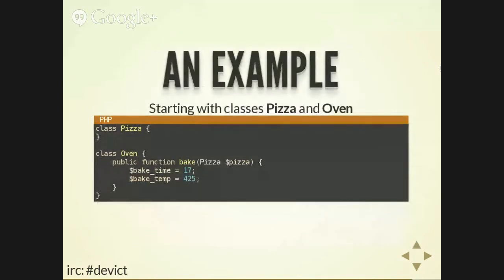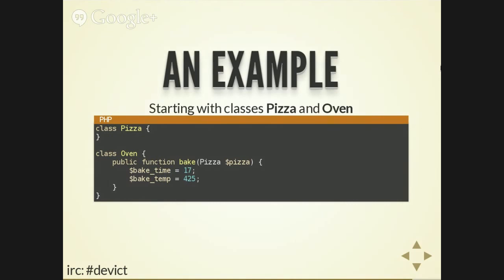So there's a whole bunch of stuff in my application. It's a huge application. Within this one specific section, I'm working on the oven, right? So I've got these two classes. I have a class called pizza and a class called oven. Oven has this public function, bake.